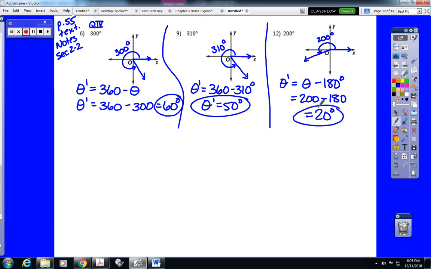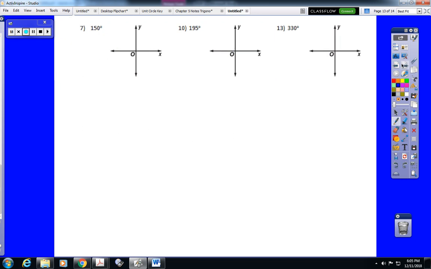Again, you should pause the video and try the next 3. If you got those 3 right, you could probably skip ahead in the video and go to the next section. Alright, so here are the last 3.